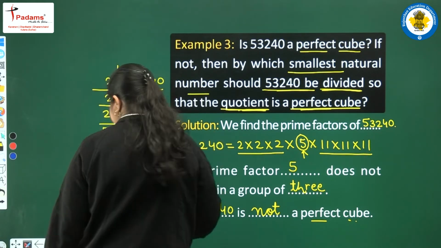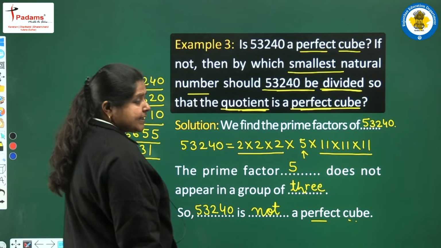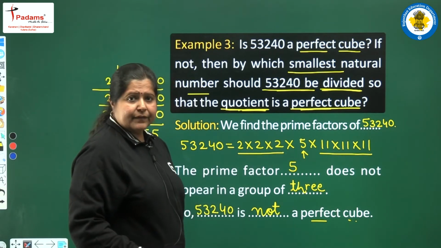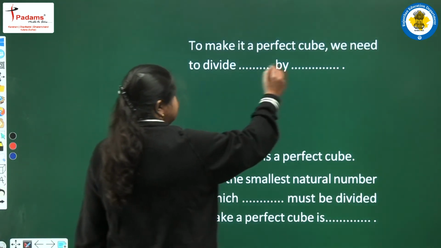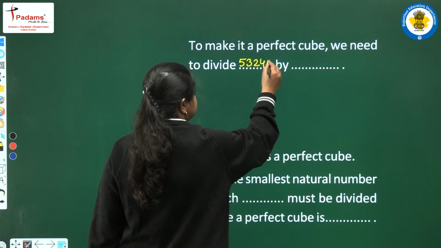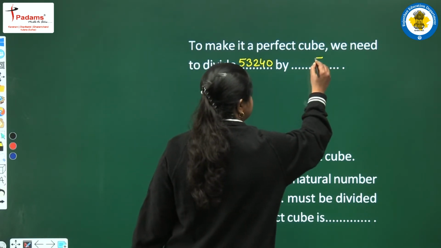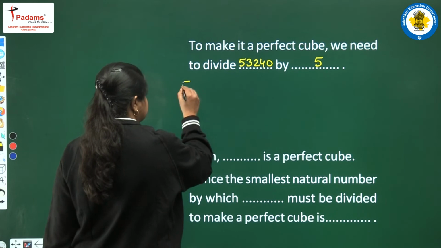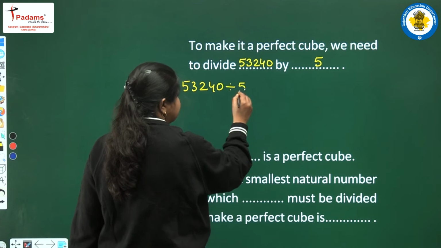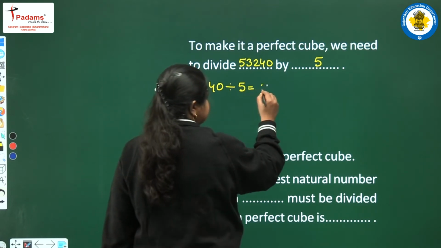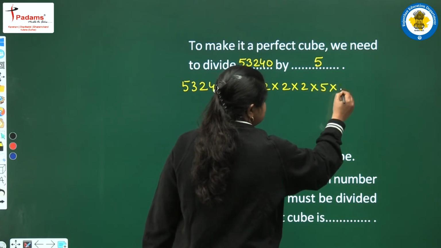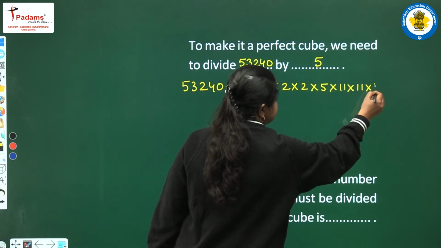तो अब हमें किससे डिवाइड करना चाहिए? To get a perfect cube we should divide by this extra number 5. So we write here, to make it a perfect cube we need 53,240. We need to divide this by 5, and let us now divide this number by 5. और हमारे फैक्टर्स क्या हैं? 2 into 2 into 2 into 5 into 11, 11 and 11.